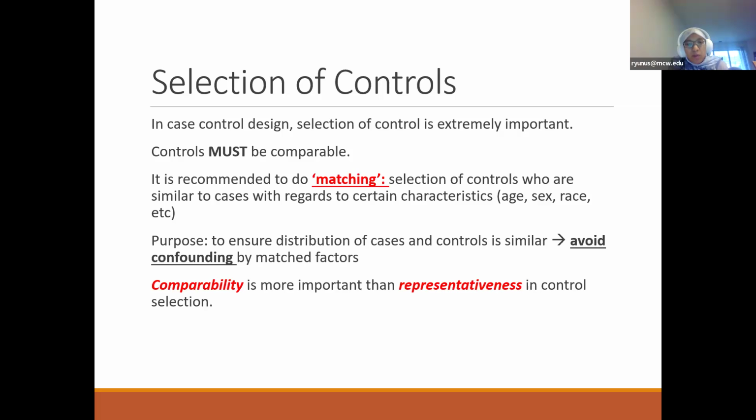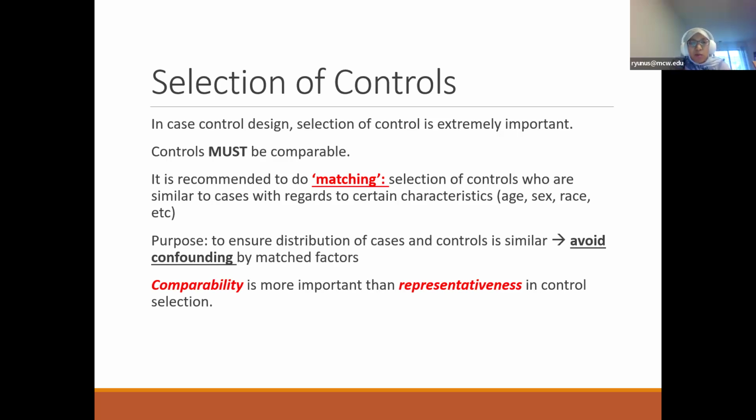Basically, what you're doing is that when you select the individuals in the control group, you try to match them. You try to make sure that they are as similar as possible to your cases, except for the fact that they do not have the outcome. They don't have that disease, okay? And why are you doing this? Why are you trying to match? Because you want to make sure that the distribution of cases and control is similar. You want to avoid confounding by match factors, okay? That means we try to lessen the impact of confounding factors.